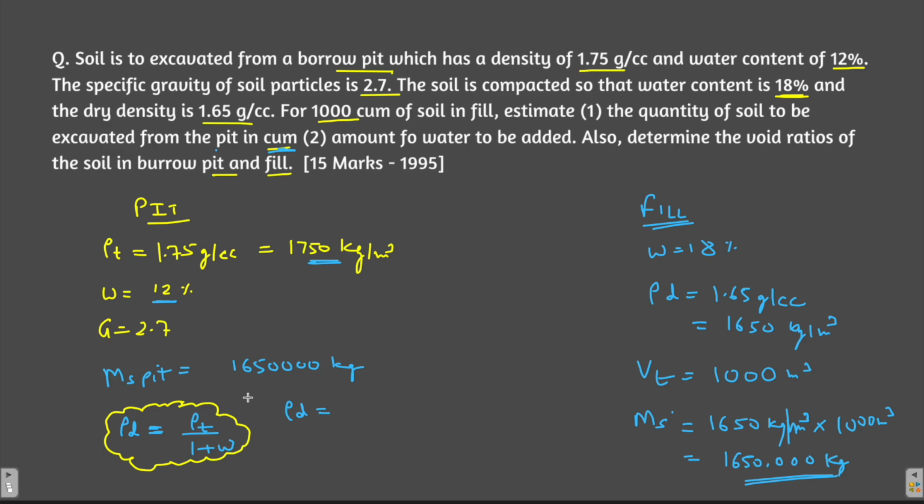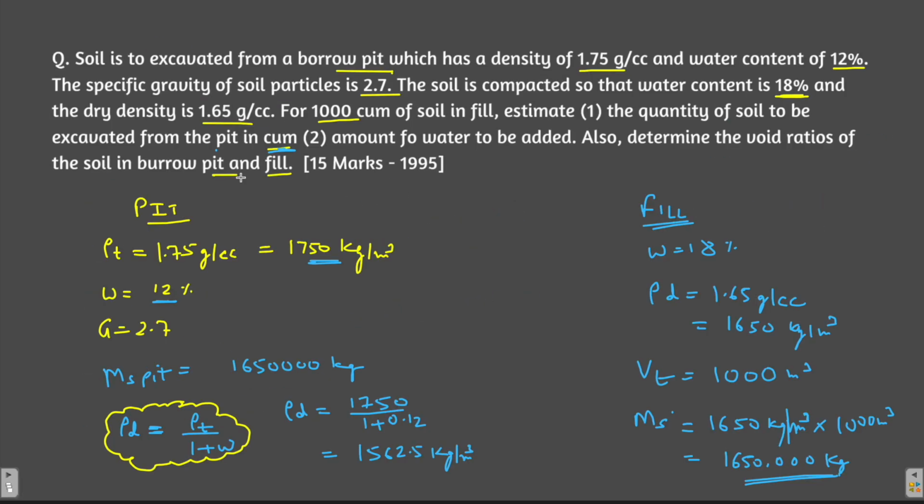This is for the pit. So gamma D of the soil will be 1750 by 1 plus W. W is 0.12, and this will come out to be 1562.5 kg per meter cube. This is the dry density of the soil. We know that dry density of the soil is mass of solids by total volume. We have to find this total volume from the pit which has to be excavated, right? Volume of the pit which has to be excavated.